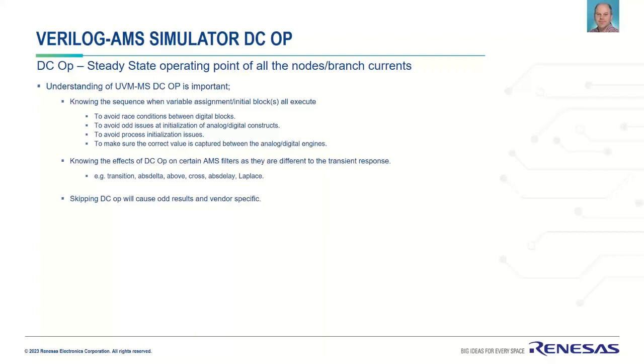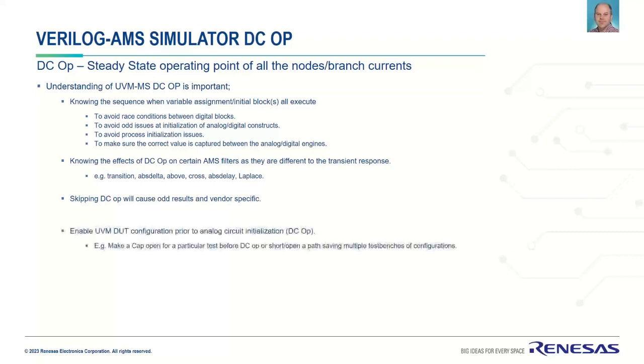Knowing the effects of DC operating points on certain AMS filters, so there's a transition statement, there's cross above, and there's Laplace. Knowing how they work at DC operating point, and if you skip them, exactly what that does. It's basically don't skip it, because it's vendor specific, as I learned badly. No one can remember every part of an LRM. There's so much to it.